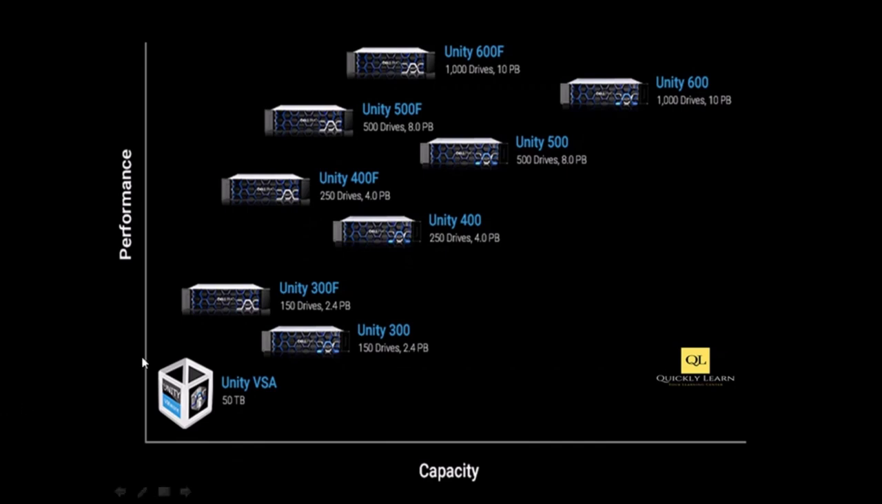Okay, then this 300 and 300F is available. So with Unity 300, 2.4 petabyte maximum space we get. Then with Unity 400 and 400F, 4 petabyte space we get. Then 500F and 500, we get 8 petabyte space. And with 600F and 600, we get 10 petabyte. Okay, so you can see here we get the capacity and the performance. So with the higher end box, we get capacity also and performance also.